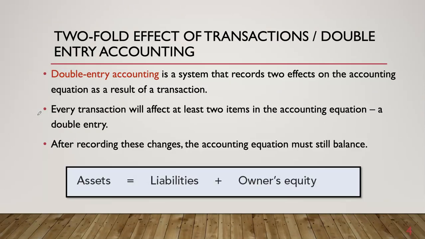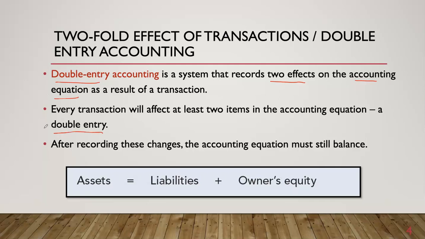And when I talk about double entry accounting, we do need to go back to something that hopefully we are experts at, and that is the concept of the accounting equation. What is double entry accounting? Remember, accountants are not original at naming things. Double entry accounting is just a system that records at least two effects on the accounting equation as a result of a transaction. What this means is every transaction will affect at least two items in the equation. And this is why we call it a double entry.